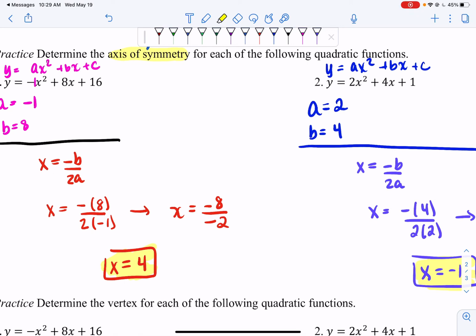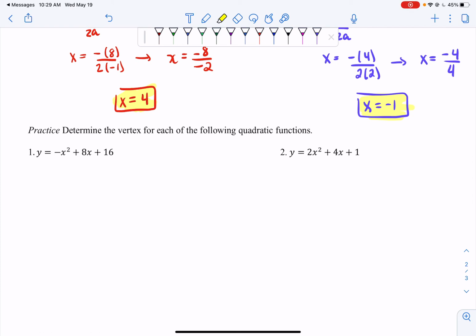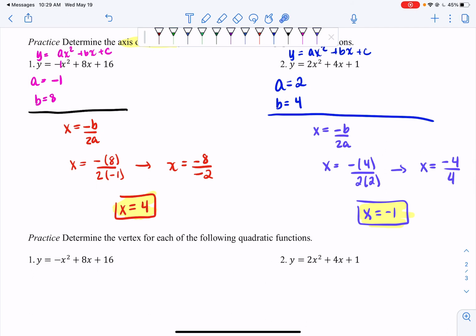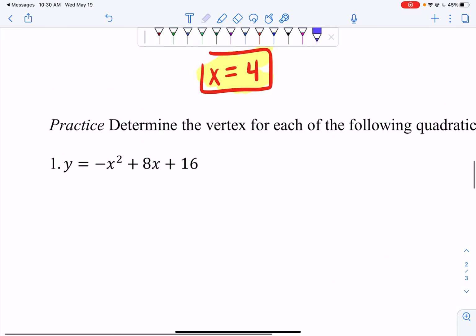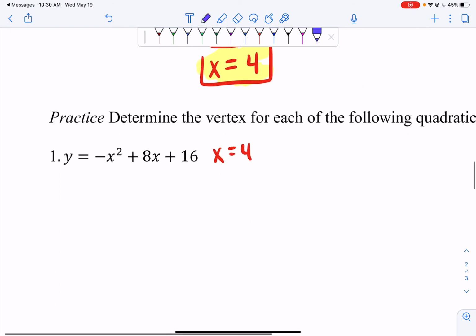Okay, let's go on to the next set of problems. Determine the vertex for each of the following quadratic functions. Ooh, these look a little familiar. If you look, we just found the axis of symmetry for these two functions. We found the axis of symmetry for negative x squared plus 8x plus 16. It's 4. We found the axis of symmetry for 2x squared plus 4x plus 1. It's negative 1. So if I want to find the vertex, I just plug in my axis of symmetry rule. So here, I'm just going to plug in 4. Here, I'm going to plug in negative 1. And again, whenever we make a substitution, we always wrap our numbers in parentheses.